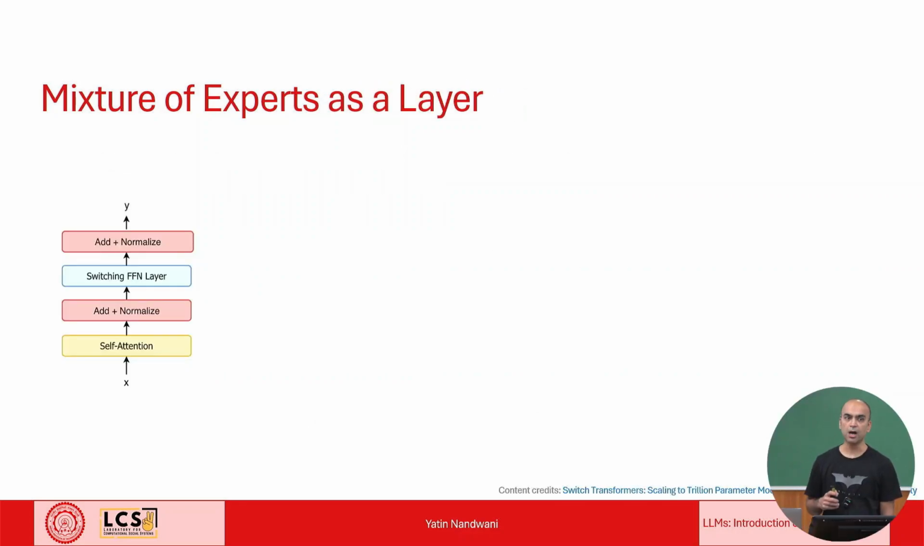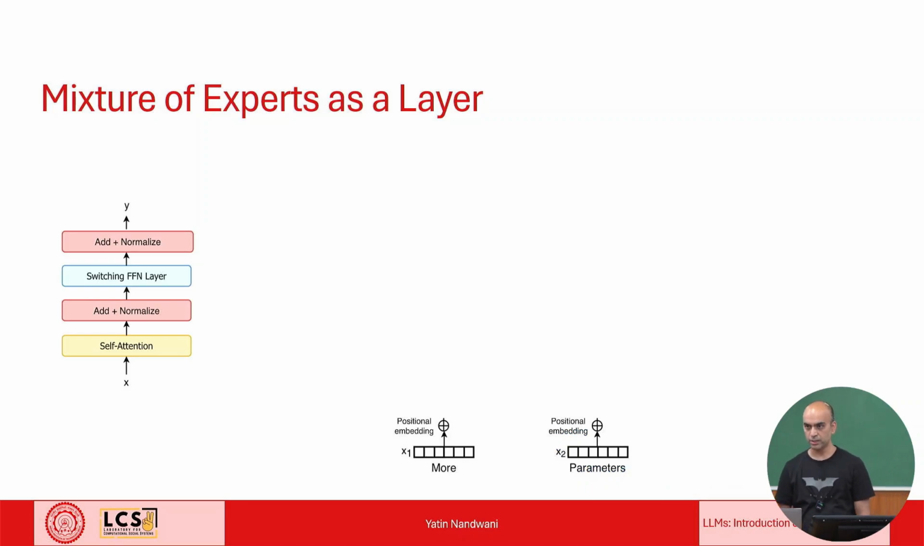Now let us see how we use mixture of experts as a layer in a transformer-based architecture. On the left-hand side, you see a normal dense transformer block. First, we have an attention layer. Then we add, which acts as a residual connection, and normalize, then pass it through the feed forward network. This blue block is the feed forward network, and then we again add and normalize.